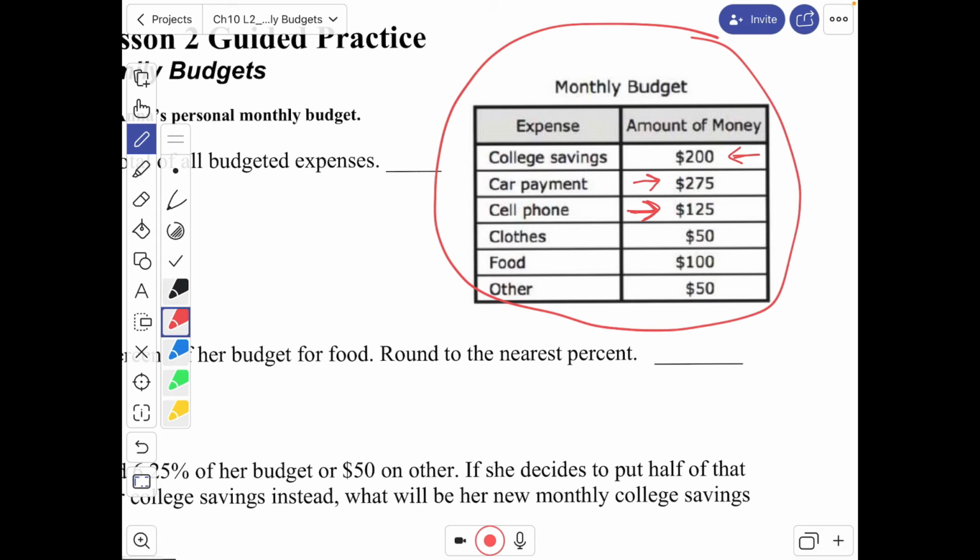And you could possibly change the clothing amount. She could spend less money on clothes. She could also go on a diet and spend less money on food. And I'm not sure what other is, but that could probably be adjusted as well. So clothing, food, and college savings are things that she could change if she needed to reduce her monthly budget. These are called variable expenses. Variable are expenses that can change each month.